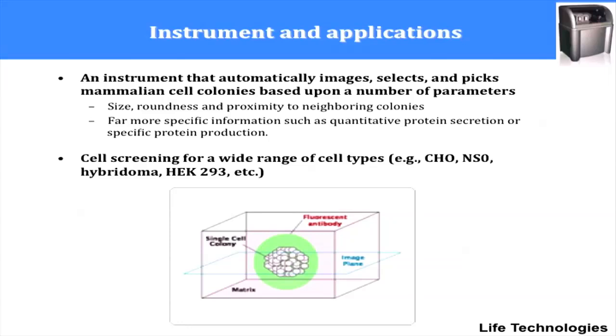The machine can be used for cell screening for a variety of cell types, such as CHO cells, which we used ClonePix for, and also NSO, hybridoma, and most recently, the application was extended to B cells and also stem cells. In my talk, I'll be mainly concentrated on the hybridoma part, which I worked on using ClonePix in the last few years.